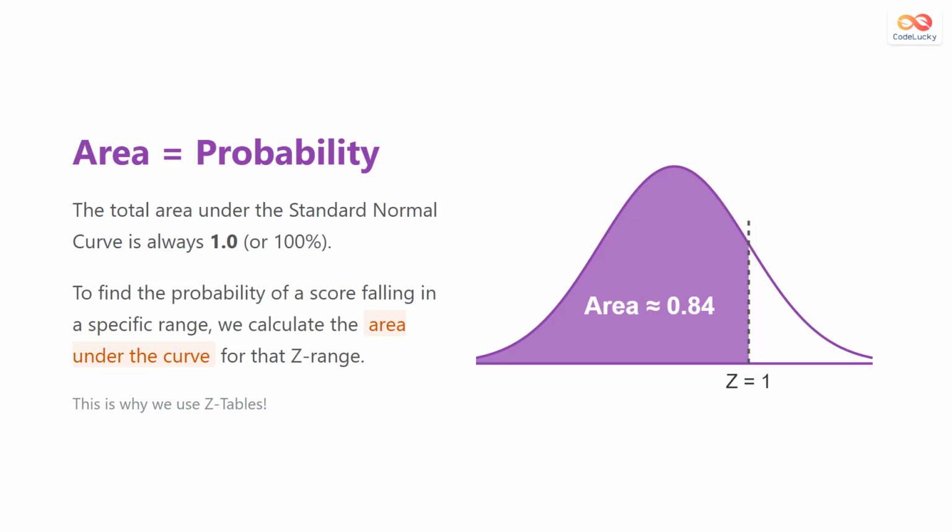In the standard normal distribution, the total area under the curve represents 100% probability, or 1.0. To find the probability of a specific event, like scoring below a certain number, we calculate the area under the curve for that specific section. This is why z-tables exist. They tell us the area to the left of any given z-score.